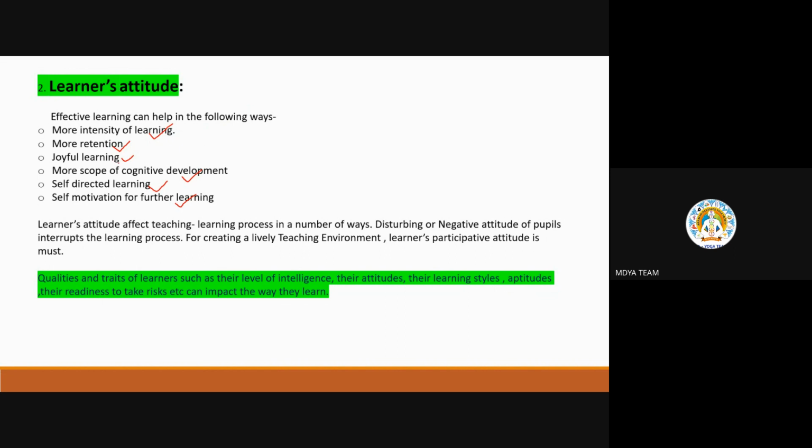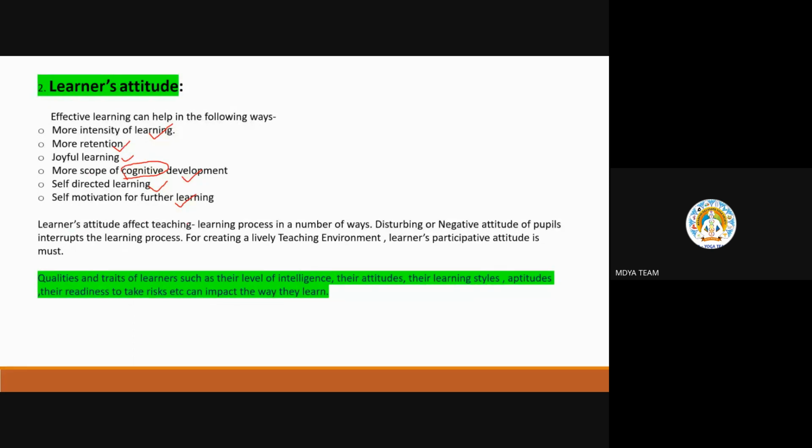Here, the learner should be interested in the subject, like the concentration of the learner must be more on the topic that is being taught. Learner can learn himself. Cognitive means the intellectual abilities of a learner. Cognitive means the abilities related to mind, mental abilities, okay?